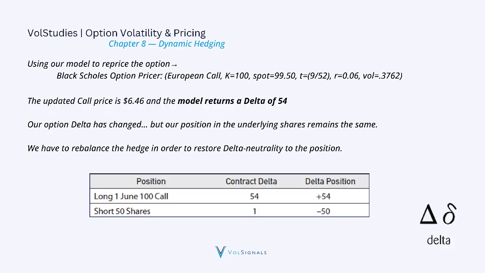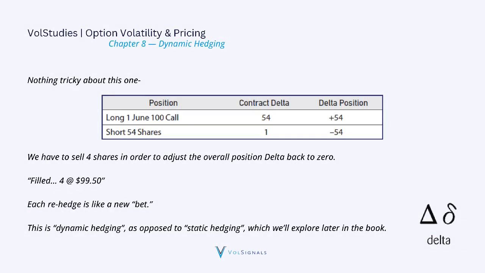Looking here at the table, we have our position going into the adjustment. In order to bring this to delta neutral, we need to sell 4 more shares to offset the additional 4 delta coming from the June call. Nothing tricky about this one, strictly speaking. We do this, and we offset our delta. We sold 4 shares at 99.5.